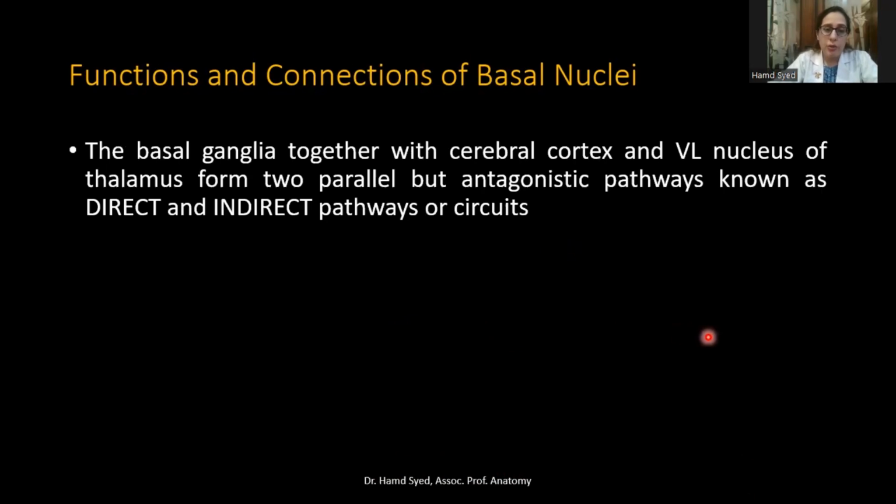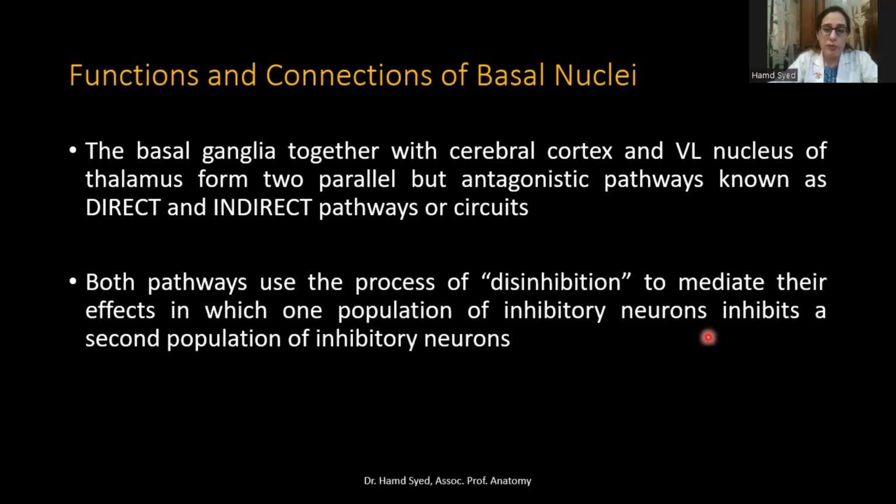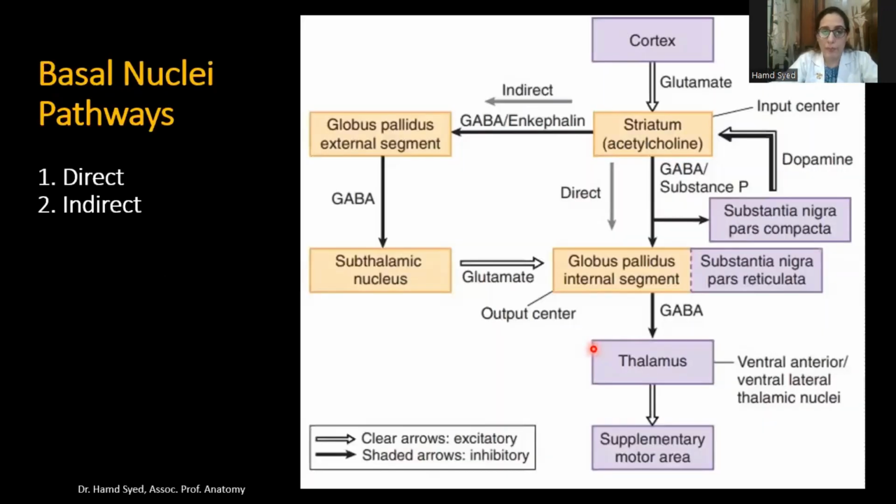Now, the basal ganglia, together with the cerebral cortex and the ventrolateral nucleus of the thalamus, form two parallel but antagonistic pathways, which are known as direct and indirect pathways or circuits. Both of these pathways use the process of disinhibition to mediate their effects. Disinhibition is the process in which one population of inhibitory neurons inhibits a second population of inhibitory neurons. So this process, disinhibition, plays an important role in the functioning of the basal nuclei.